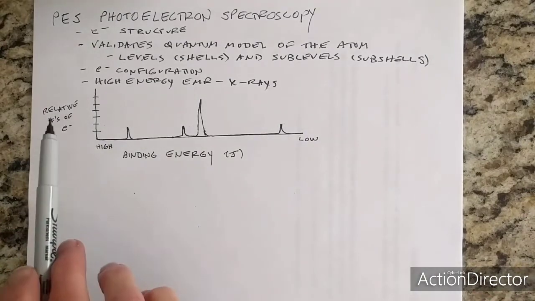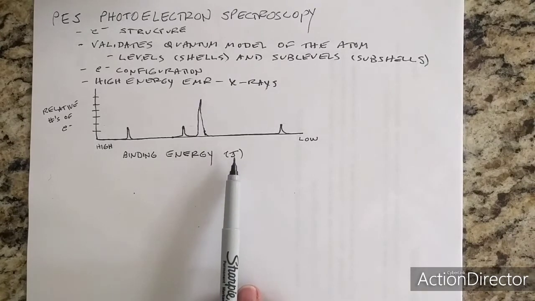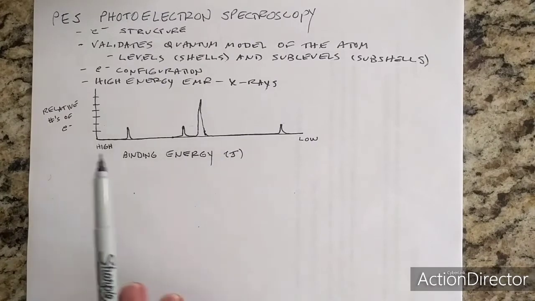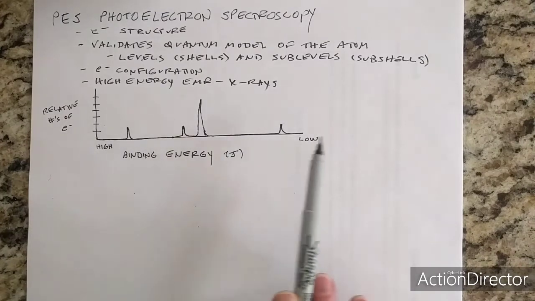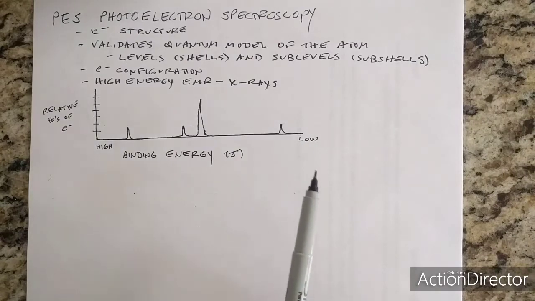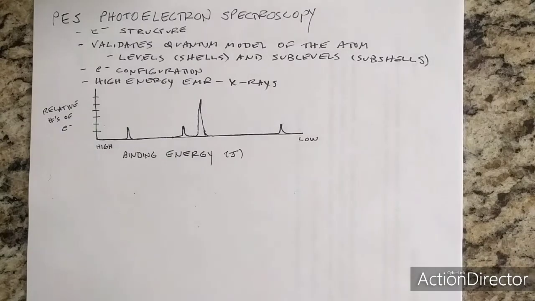So here we have a typical PES graph. And when we have these graphs, usually on our x-axis, which is binding energy, here the unit is joules, it could be electron volts, it could be megajoules per mole, but it's some kind of energy unit. And the energy is usually high going to low. So to do the electron configuration, we start with 1s2, go from the left to the right.